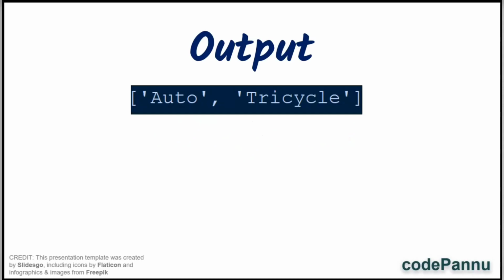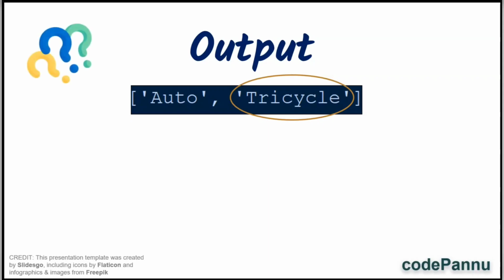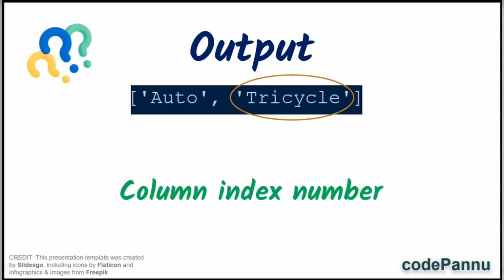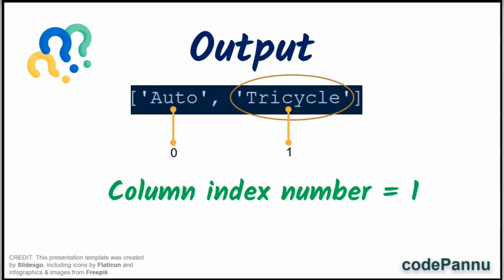But we want to get only tricycle, which is the second item from our second row. How do we do it? We should add column index number to the same print statement. In this output, auto has the index number 0 and tricycle has the index number 1. Because we want the item tricycle to be printed, we add column index number as 1 to the print statement.